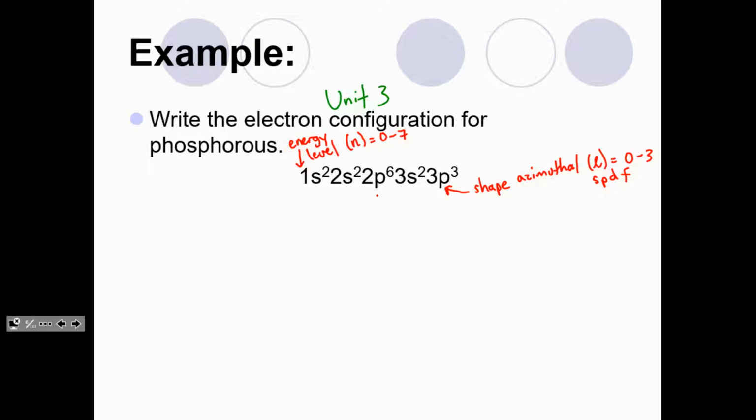And then the last thing we had up top was the actual number of electrons occupying that specific subshell. Okay, and so that's when we saw things like anything with an S can have 2 electrons, anything with a P can have up to 6, D can have up to 10, and F can have up to 14. So that was a snapshot of Unit 3.